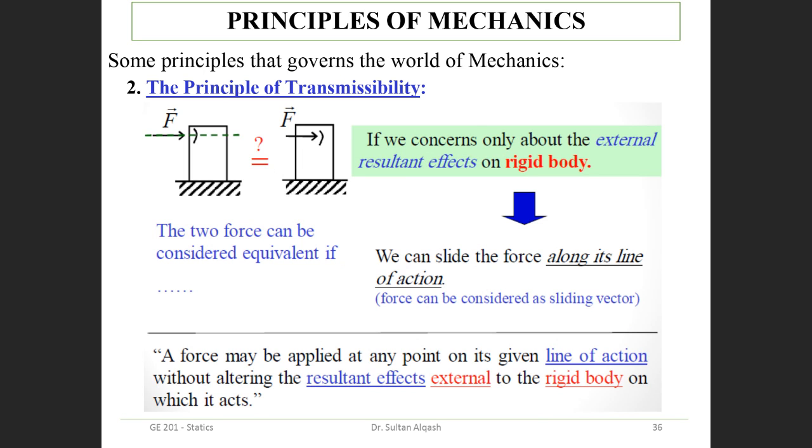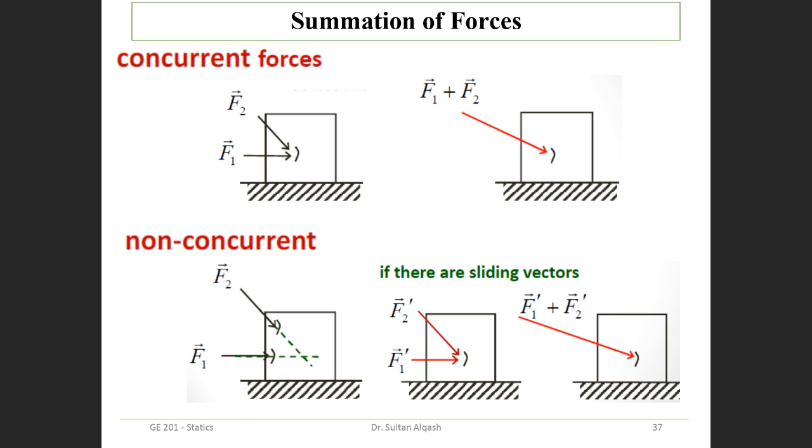Here's another principle called transmissibility. Right? Suppose that they have external forces on a rigid body, and the force is transmissible, right? Where a force may be applied at any point in its line of action without altering the resultant effects external to the rigid body. So this is called transmissibility. That means this is a force they call transmissible. We'll see it in detail, inshallah, what we mean by transmissibility.